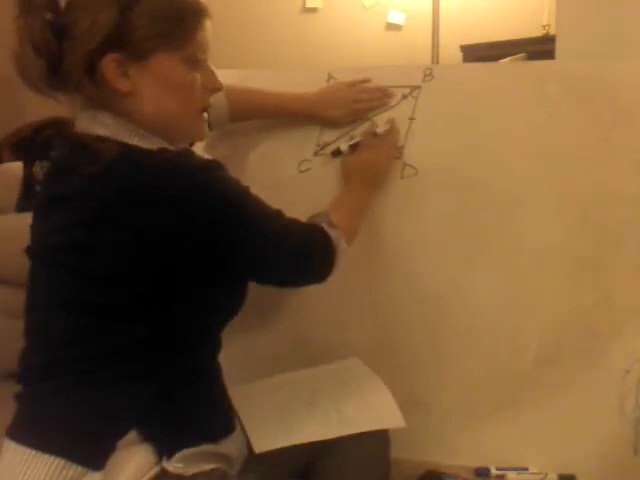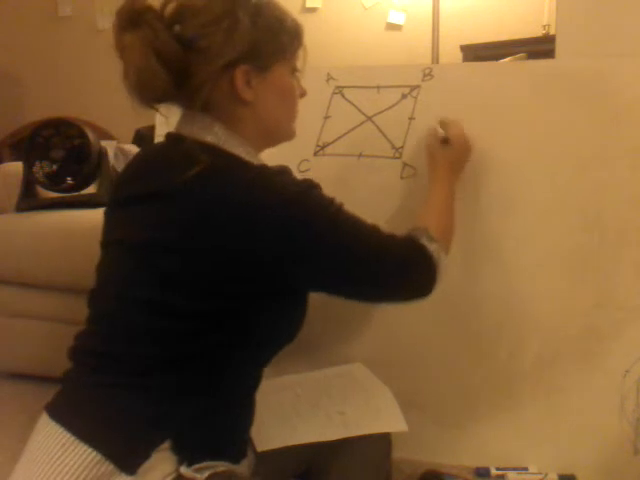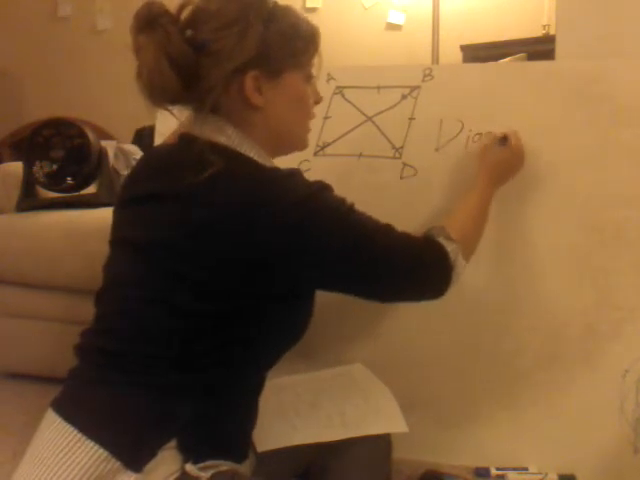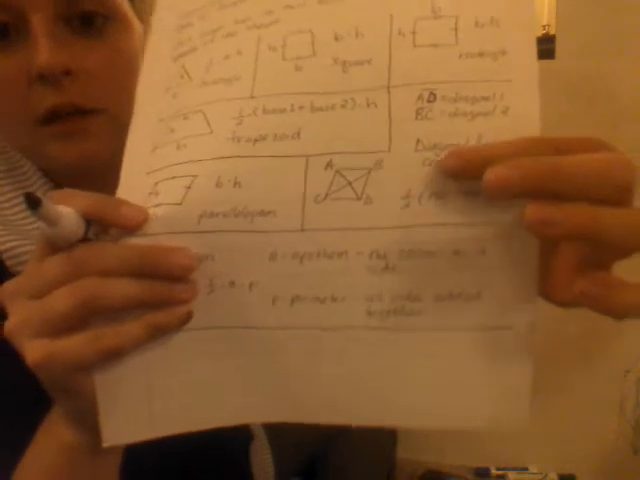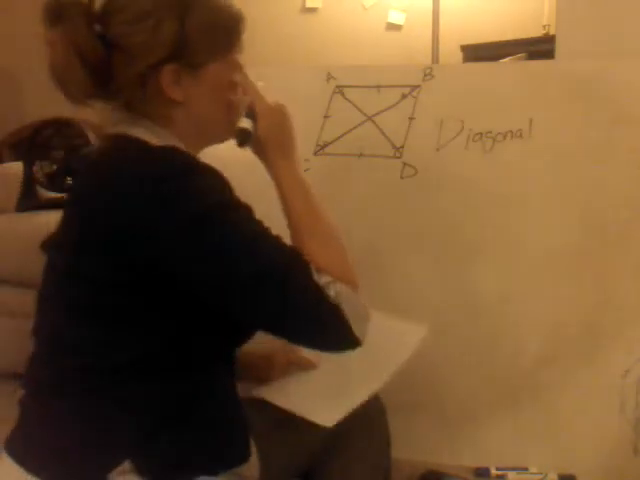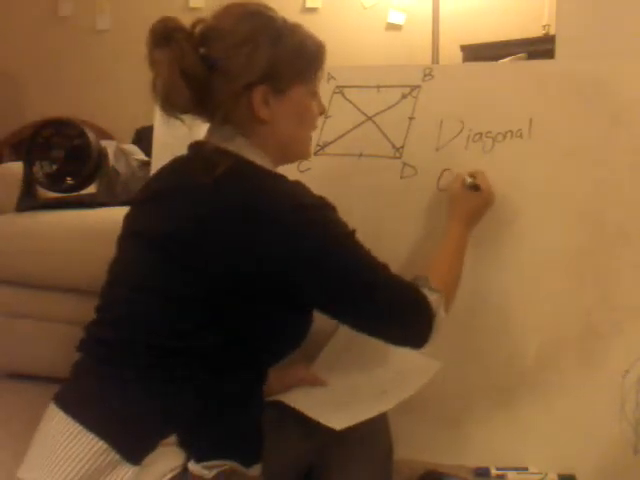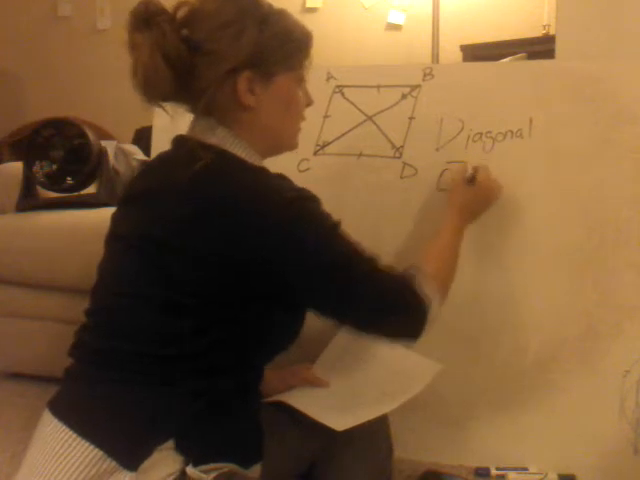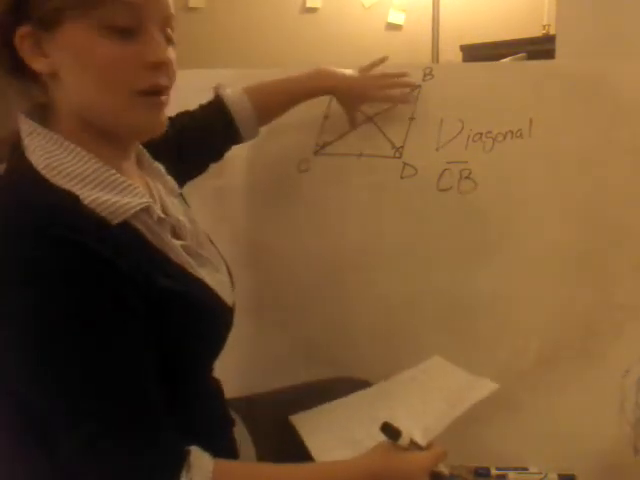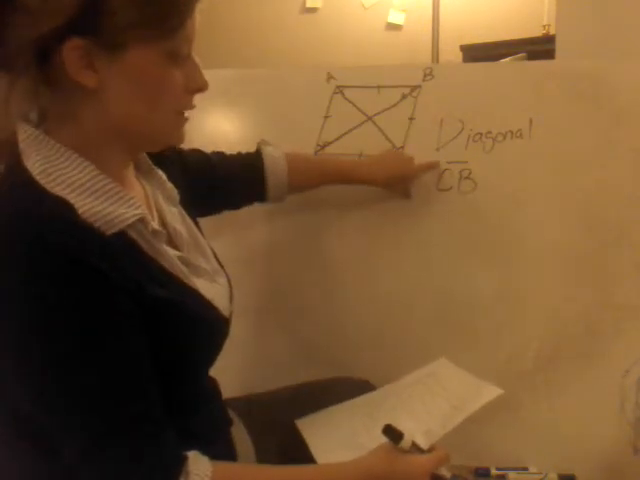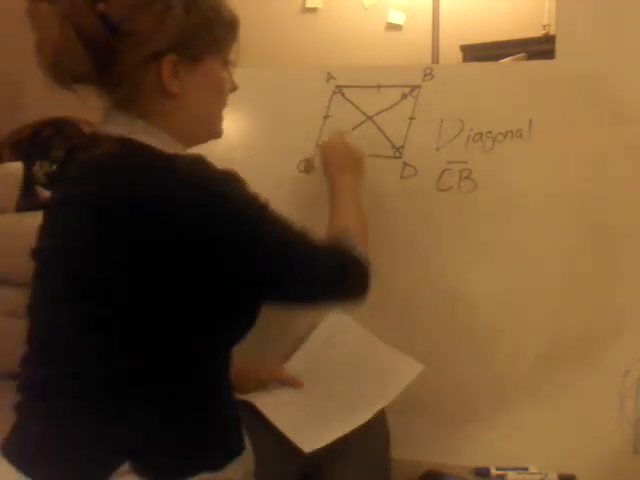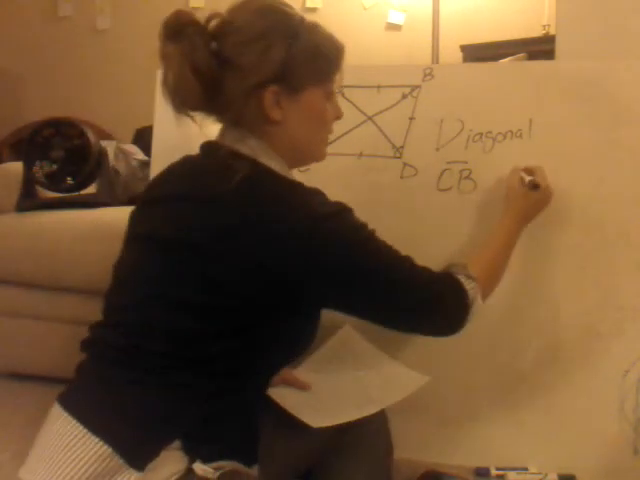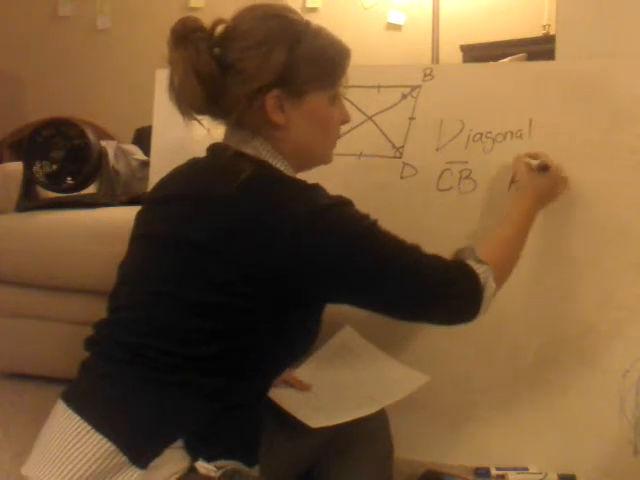A to B right here is called a diagonal. Now this is on your worksheet too. It's this little section right here. So it's a diagonal, C to B. Now C to B is also a segment, so you write it like this, with the segment line on top. And A to D is a segment, and also a diagonal.